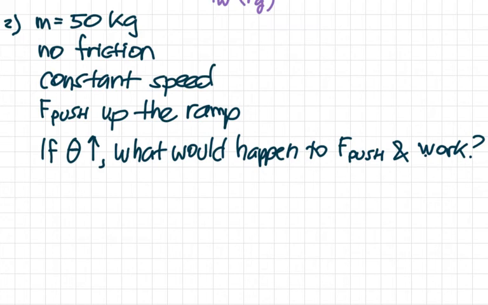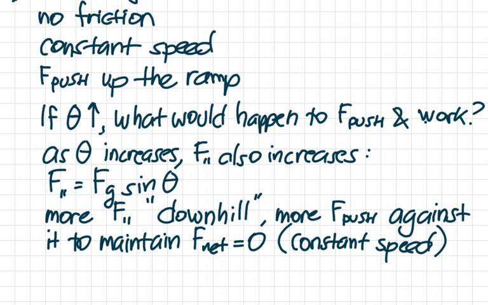So as the angle increases, if the angle of the ramp were to increase, then more of the weight of that block, is it a block? What is it? A crate. More of the weight of that crate would be down the ramp or downhill, and less of its weight would be into the ramp, contacting the ramp. So basically, as the angle increases, F parallel increases and F perpendicular decreases.